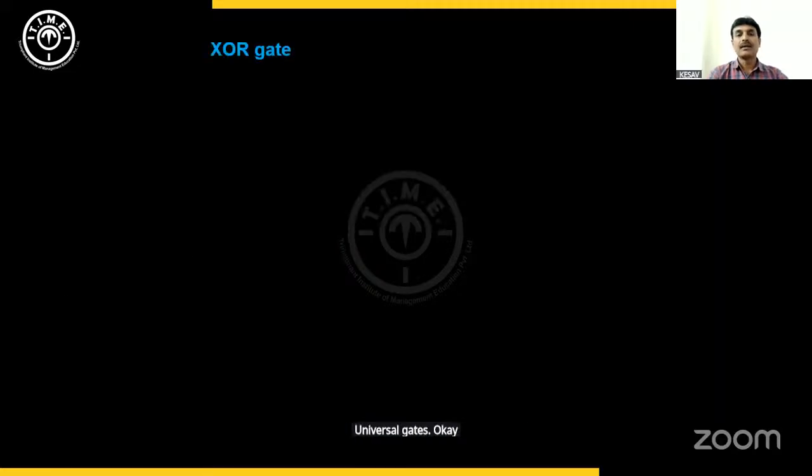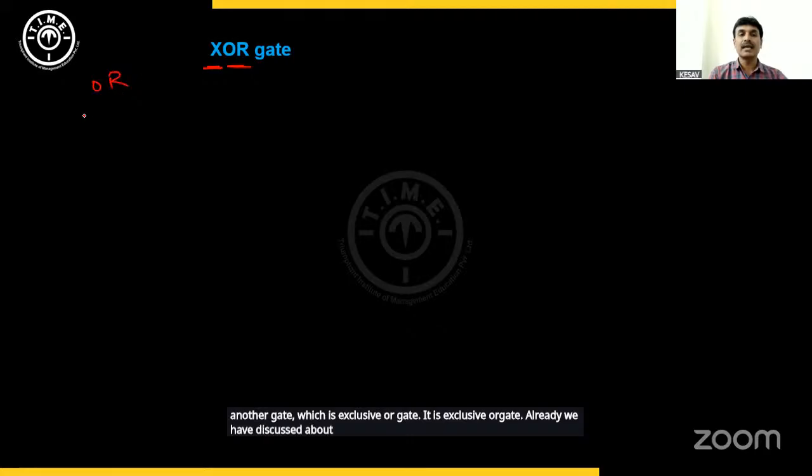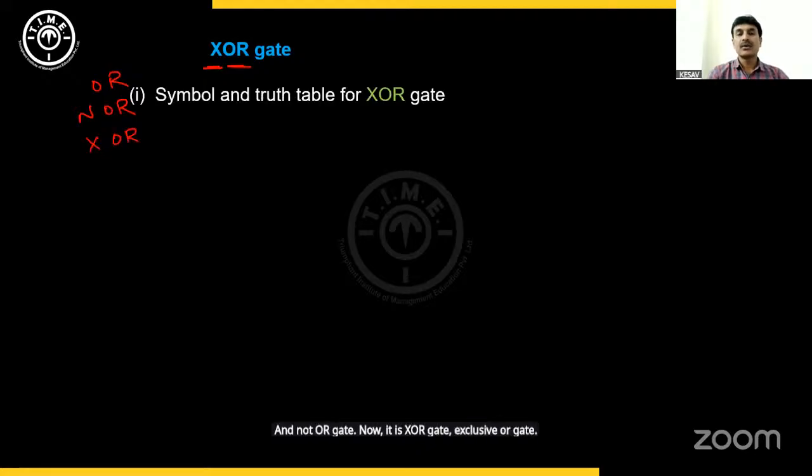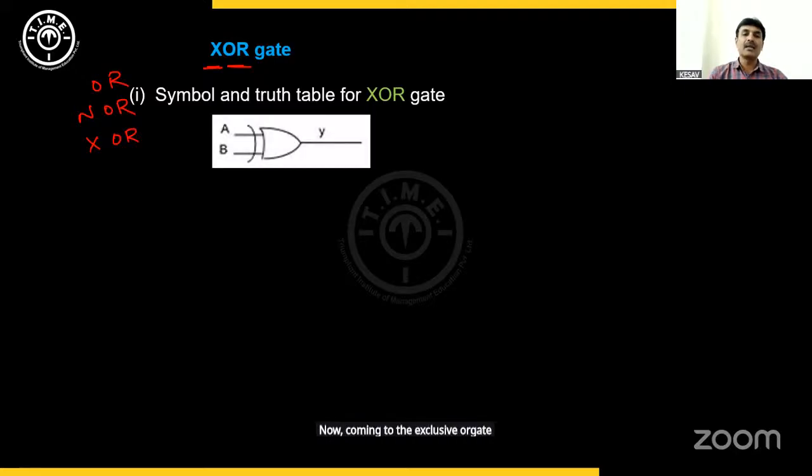Okay. Now, another gate, which is the exclusive OR gate. Already we have discussed the OR gate and the not OR gate. Now it is the XOR gate, exclusive OR gate. Coming to the exclusive OR gate, the symbol looks like this. It is an OR gate with an additional symbol here. Okay. And its truth table: the exclusive OR gate will give a high output when the inputs are dissimilar. When the inputs are dissimilar.